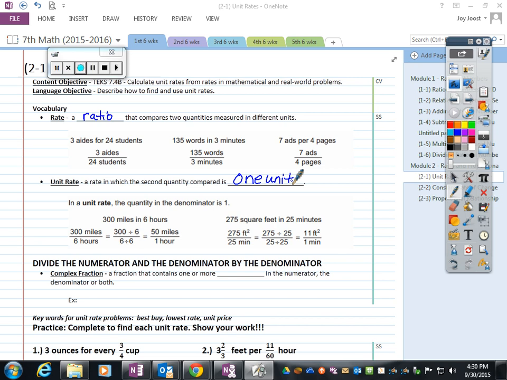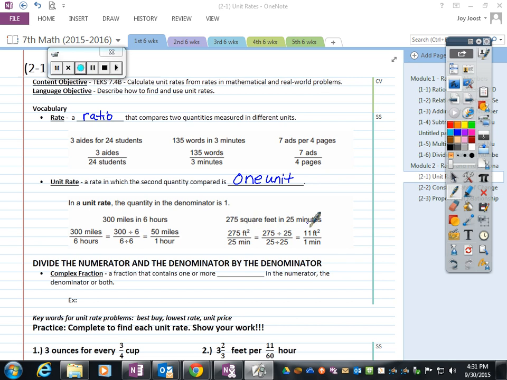300 miles in 6 hours. We can write it as a ratio, 300 miles over 6 hours, and show that we are going to divide the numerator and the denominator by the denominator. 300 divided by 6 is 50. 6 divided by 6 is 1. So we get the unit rate of 50 miles for 1 hour. This is an example of a unit rate. Our denominator is 1.